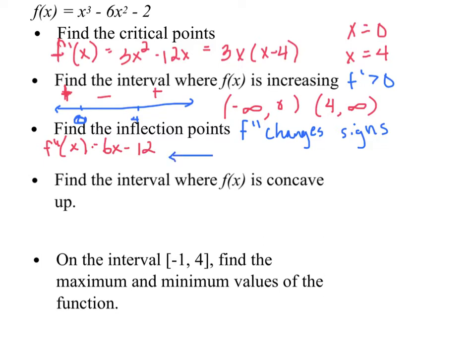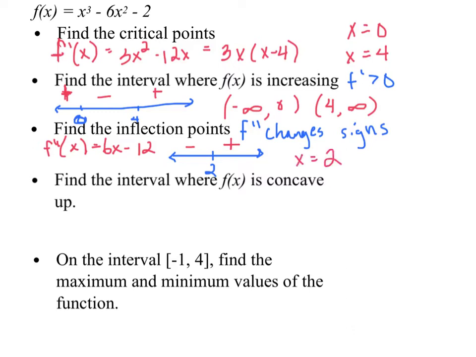Let me do a little sign analysis on that. Let me just put 2 right there. Let's do a little sign analysis of the second derivative. If I plug in a number less than 2, 6 times that number minus 12 is negative. If I plug in a number bigger than 2, 6 times that number minus 12 is positive. So the inflection point occurs at x equals 2.